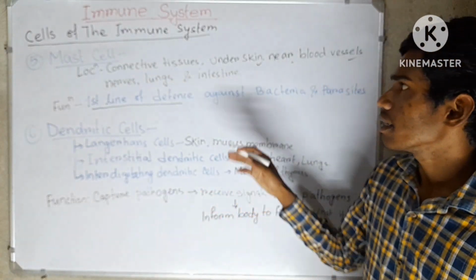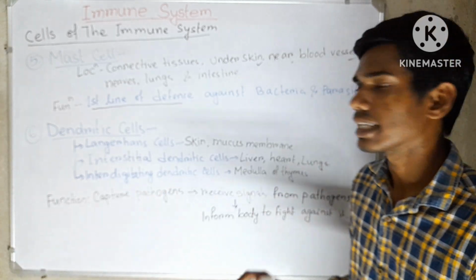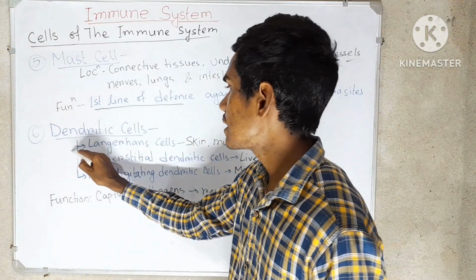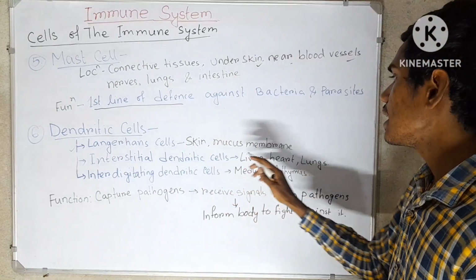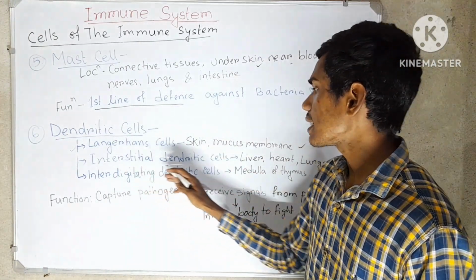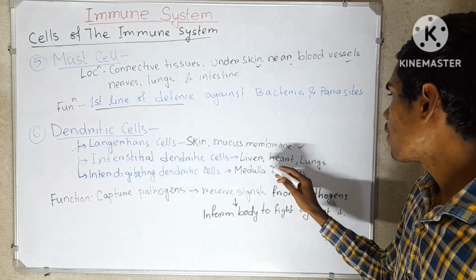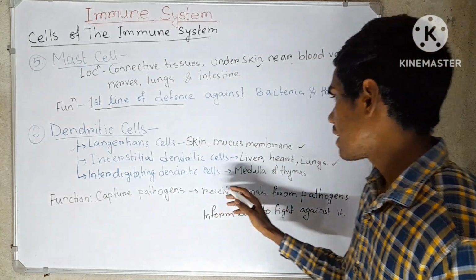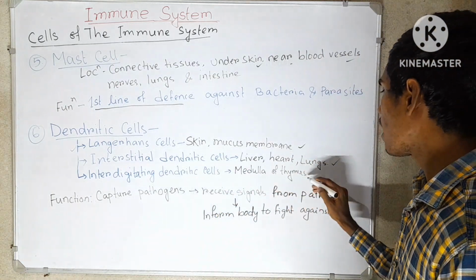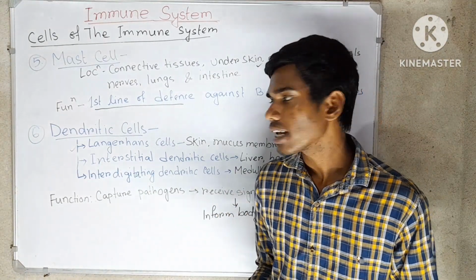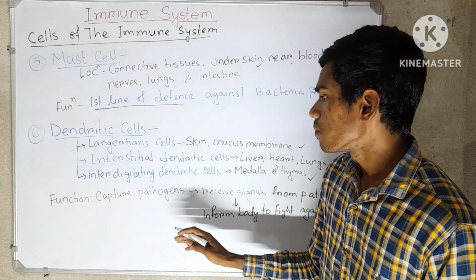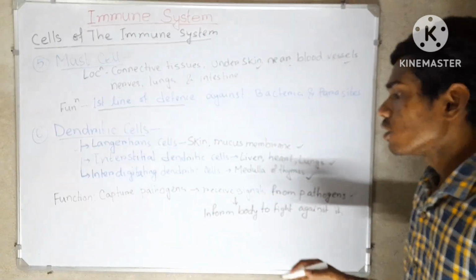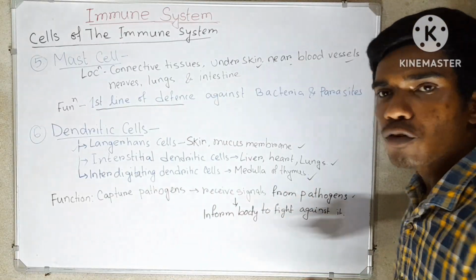Some other important immune cells are dendritic cells. There are mainly three types of dendritic cells. These are Langerhans cells, which are found in skin and mucous membrane, interstitial dendritic cells, which are found in liver, heart and lungs, and interdigitating dendritic cells, which are found in the medulla of the thymus. The main function of dendritic cells is to capture pathogens and receive signals from pathogens so that they can inform the body to fight against them.